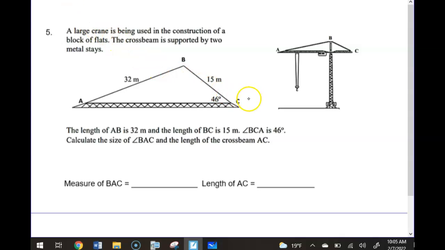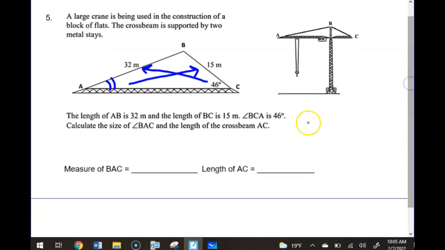Let's talk about number 5. Just refer to this picture right here. It says the length of AB is 32, 46. So we know this is across from this. And they want us to find the measure of BAC right here, and it's across from a side that's 15. What can we do here then?